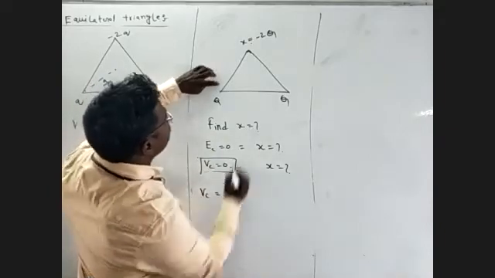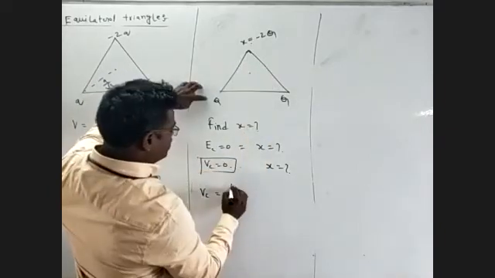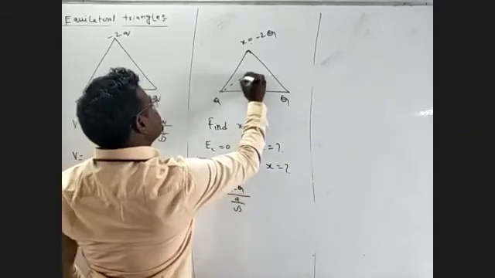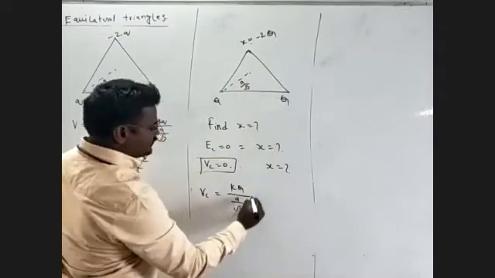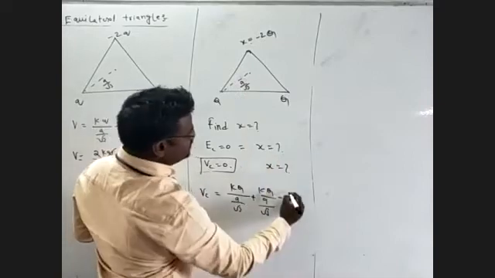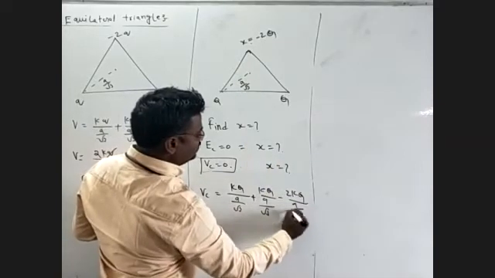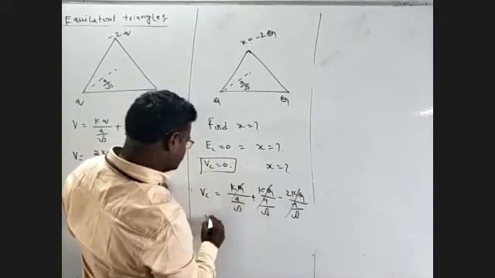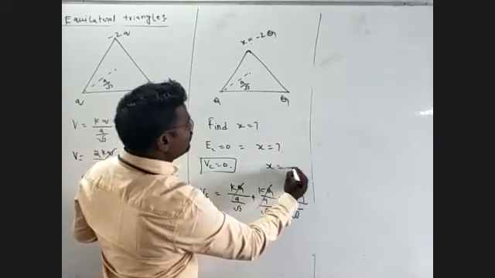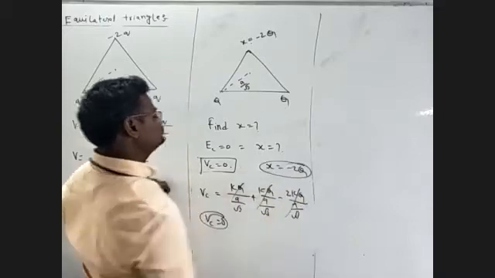VC at the center is equal to kQ by distance A by root 3, plus kQ by A by root 3, that is minus 2kQ by A by root 3. A by root 3 cancels. VC is equal to 0. But what is the X value? X is equal to minus 2Q. This is the answer for the first.